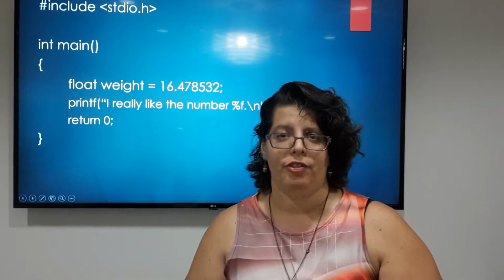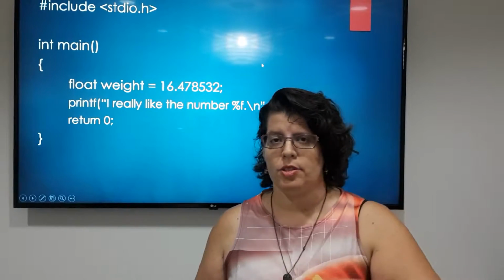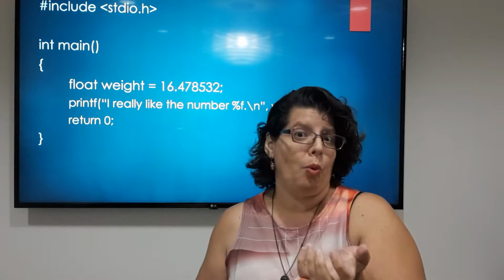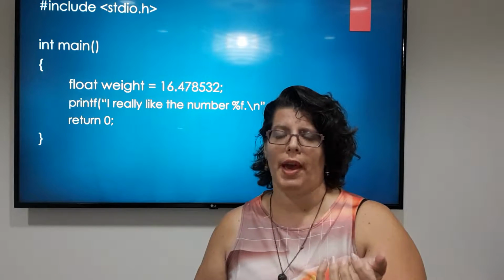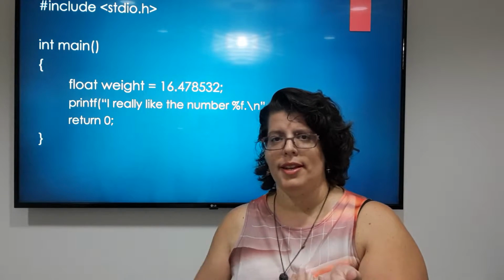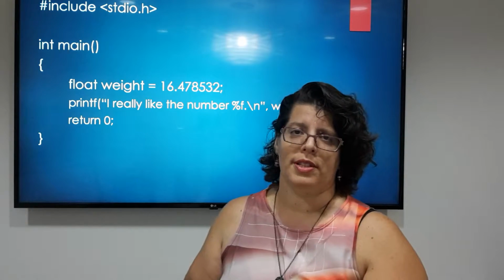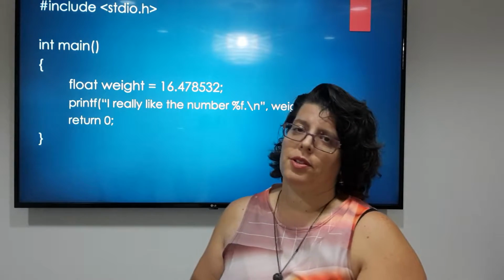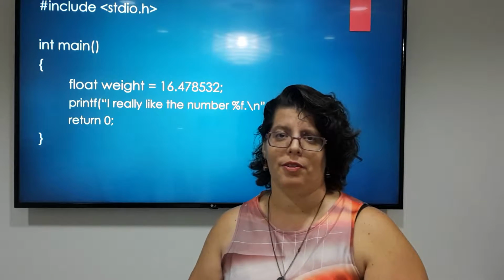In this case I have a float, and my float is going to be called weight. So I invented a brand new variable called weight. I can call it anything I want, but I invented the name weight for this program. So I have a variable called weight, and inside of it I'm going to put this long float number 16.478532. Remember, 6 digits long after the decimal places is as big as you can get with a float.